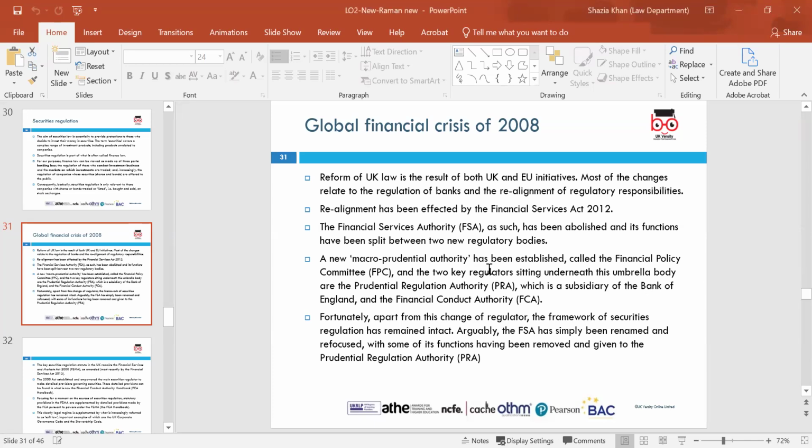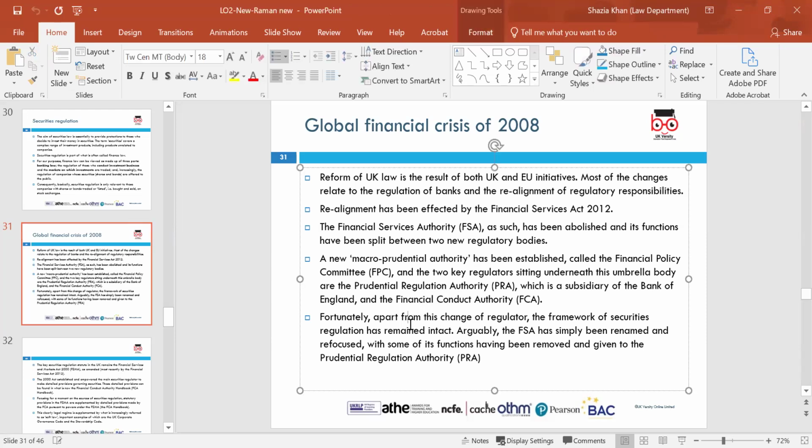The global financial crisis had a great impact on the global financial system and sent shockwaves through the system, in regard to what happened at that time.